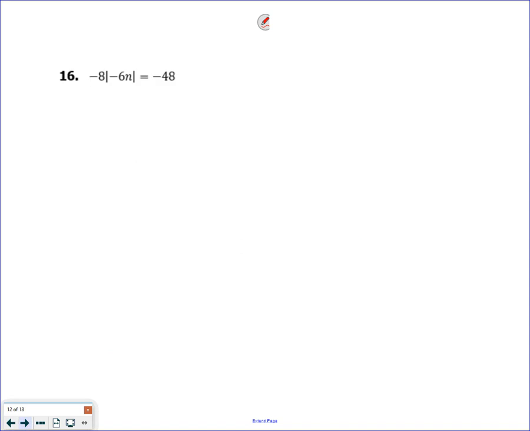Always isolate the absolute value first. Some of you are going to look at that -48 and say there's no solution. That's not true. I can divide both sides by -8 first.